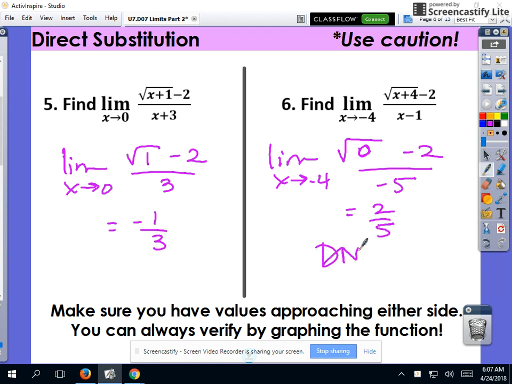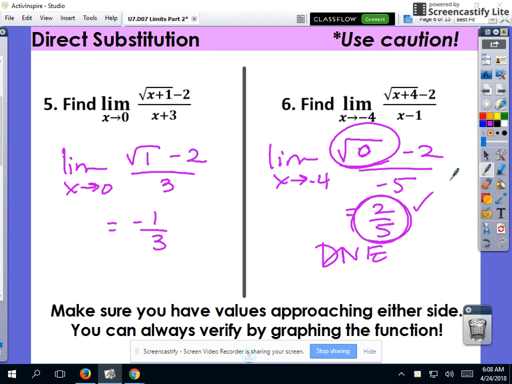Oh, wait, hold on. For this one, it does not exist. And here's why. Do you remember how we talked about square root of 0 being a weird value? If we actually graph this, if you plugged in any negative number, we would not be able to get a value. So this number is actually mathematically correct.